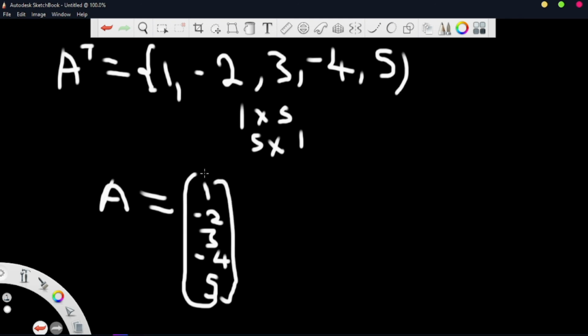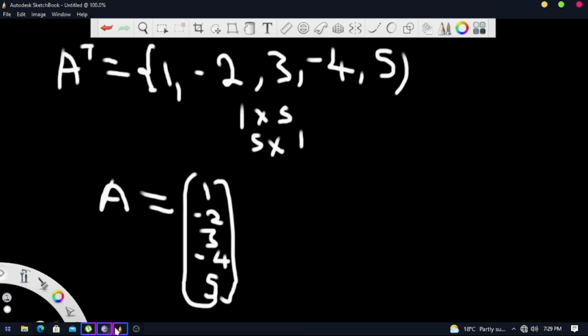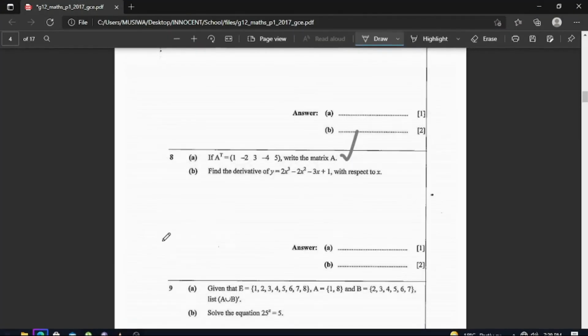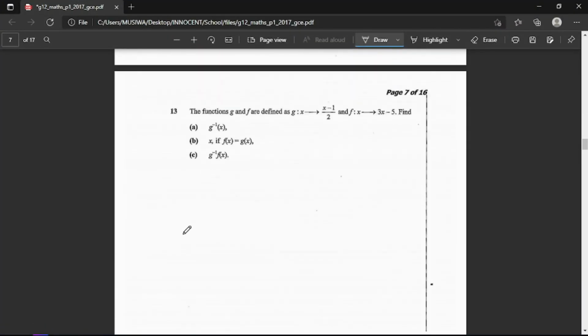Yeah, so this has been your tutor ZM going through a 2017 GCE past paper. There will be a part 2 continuing how to solve the other questions.